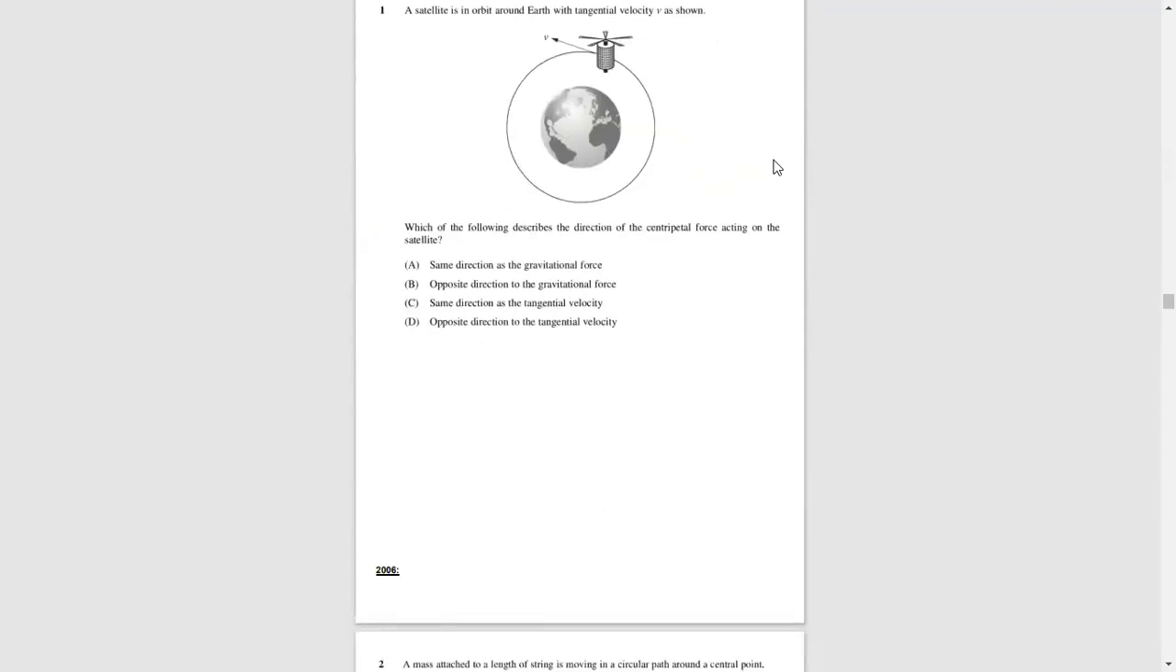Now, a satellite is in orbit around Earth with tangential velocity as shown. Which of the following describes the direction of the central force acting on the satellite? Well, the central force is always towards the center. Okay, so it's going to be towards that way. So it will be in the same direction as the gravitational force. Definitely not opposite. It's definitely not in the same direction as the tangential velocity or opposite, so it's clearly A.